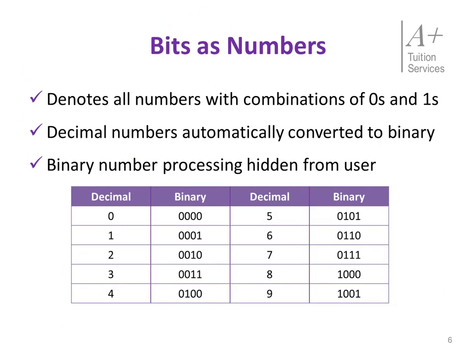Bits as numbers. This denotes all numbers with combinations of zeros and ones. Okay? So a bit will never be a figure 6, 7, 8, or 9. It will either be a 1 or a 0.